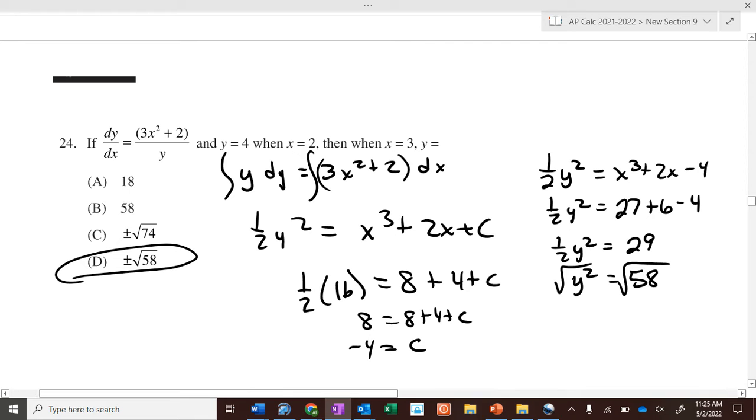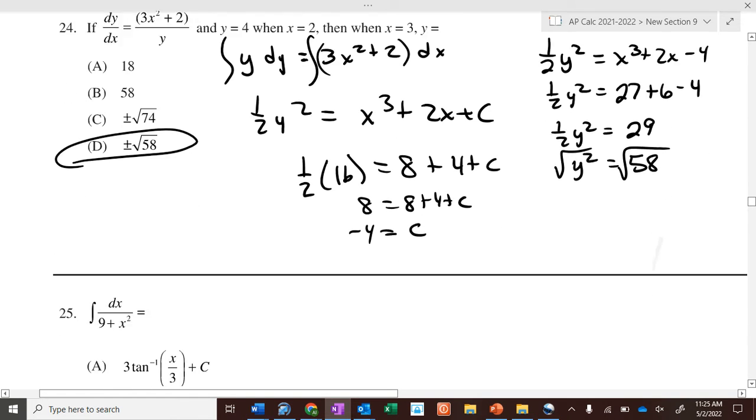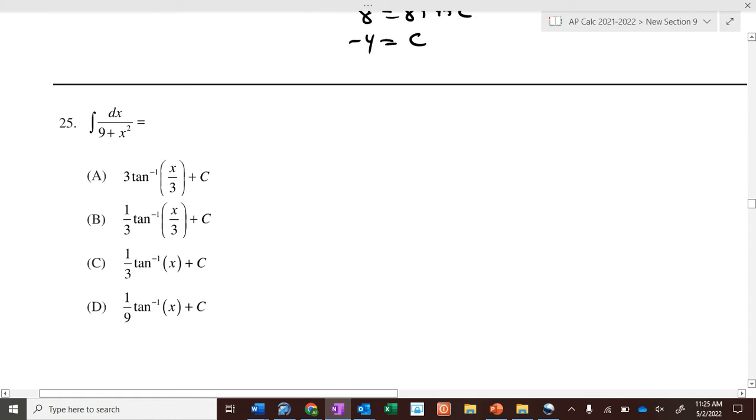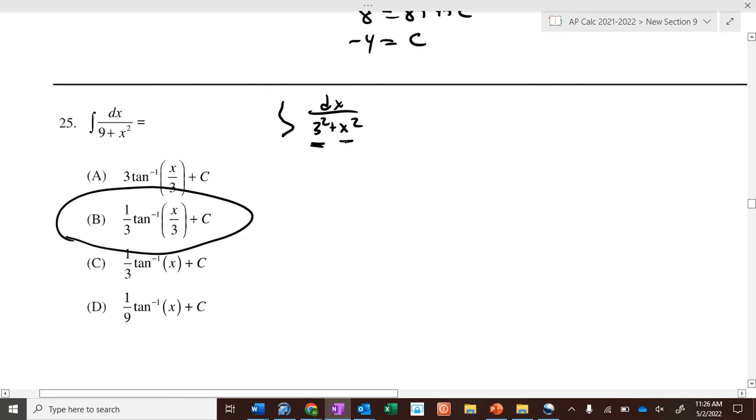Okay, 25. Gotta know this formula. Plain and simple, gotta know this formula. It's the second one down over there, the tangent one. It's 1 over the whole number of the square root of that. So 1 over 3 times the inverse tangent of x over 3, because it's the integral of dx over 3 squared plus x squared. So it's 1 over this plus inverse tangent of this over this. You have to memorize that formula.